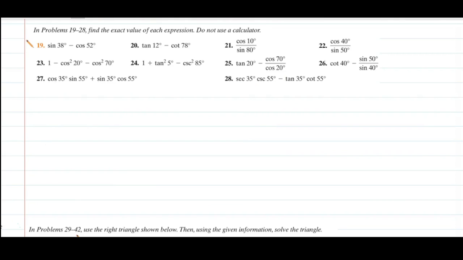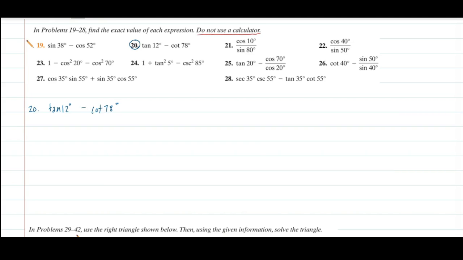Now I'm going to show you guys a handful of interesting things that we can do because we have a handle on the cofunction identities. So let's take number 20 really quickly. Number 20 says the tan of 12 degrees subtract the cotan of 78 degrees. And we've done a similar exercise in class where it says you can't touch a calculator to do it.